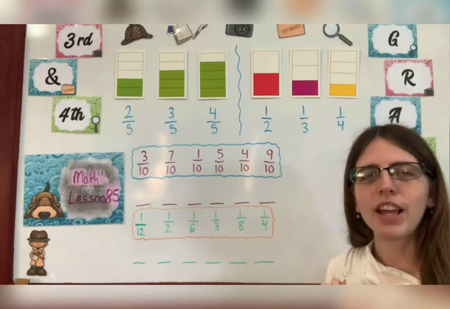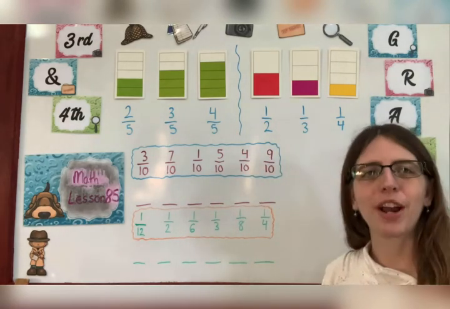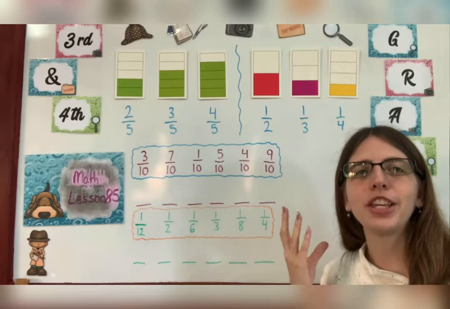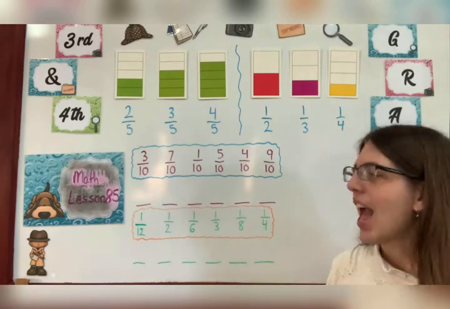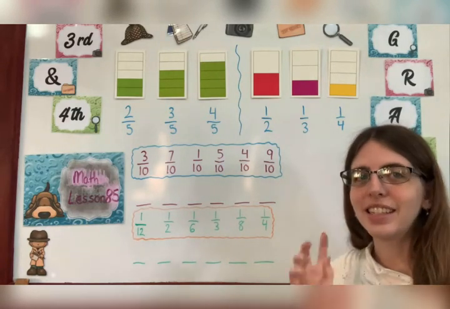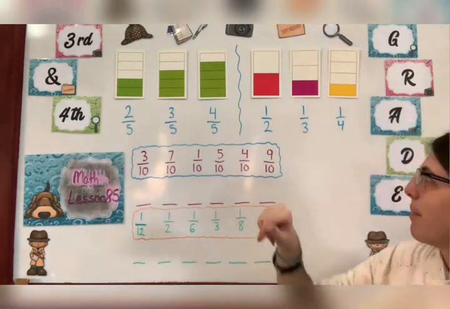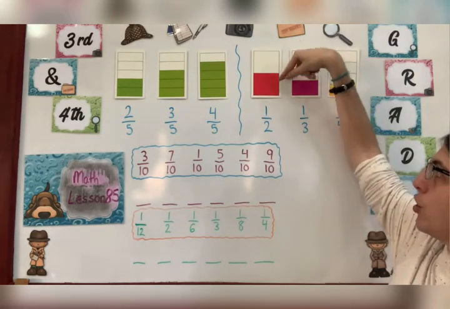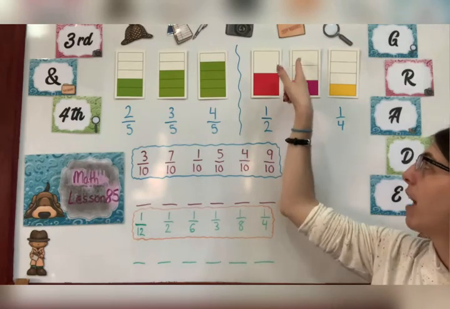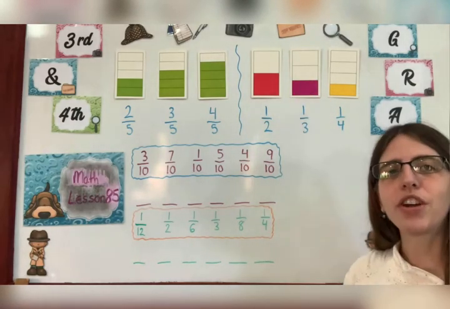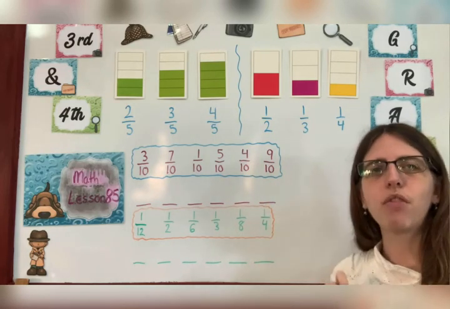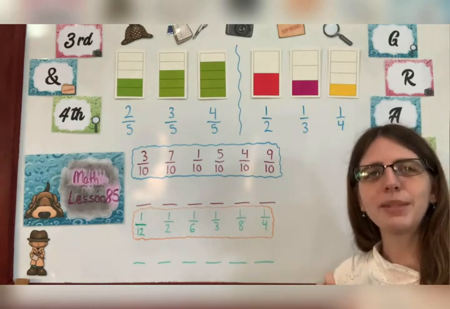Now, how about if we have 1 as our numerator? Any fraction with 1 as the numerator is called a unit fraction. And if I compare other unit fractions, then it's a little bit different. Look at this one. I have 1 out of 2 pieces, 1/2. Here I have 1 out of 3 pieces, 1/3. This one's 1 out of 4 pieces, 1/4. Which one's bigger this time?